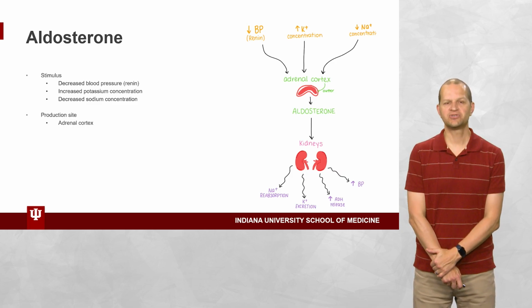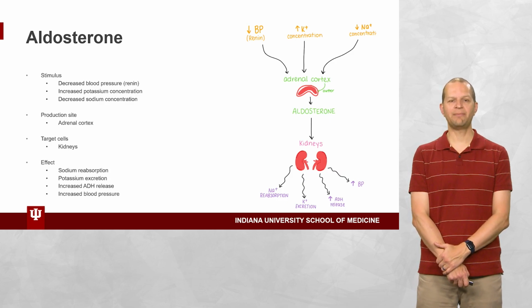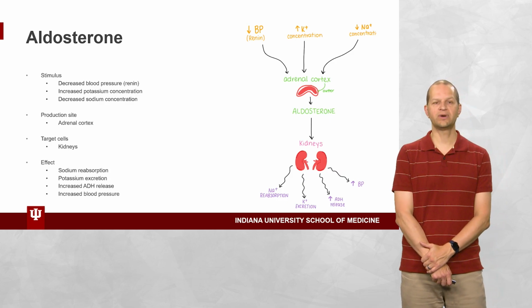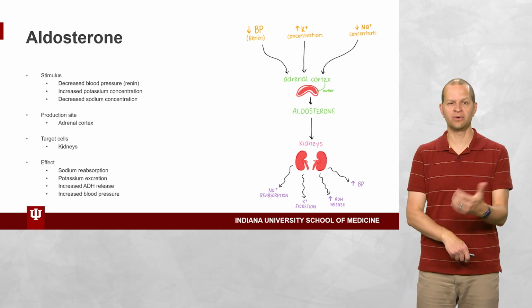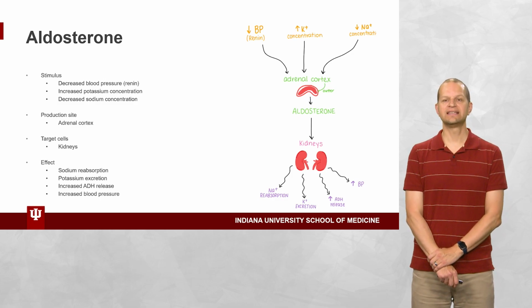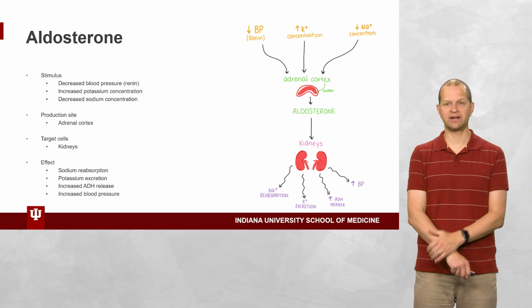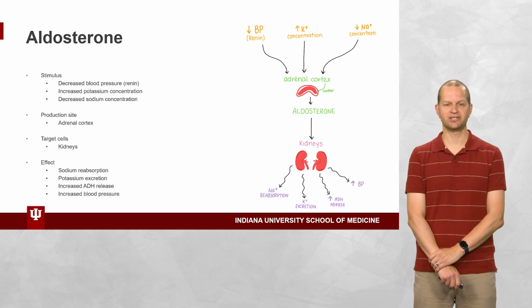Okay, this is produced also in the adrenal cortex. This targets the kidneys, and what happens is this helps with water reabsorption. It causes potassium to be excreted or get removed. It also causes us to release a hormone called ADH or vasopressin, which we talked about. Ultimately, this will lead to increased blood pressure.